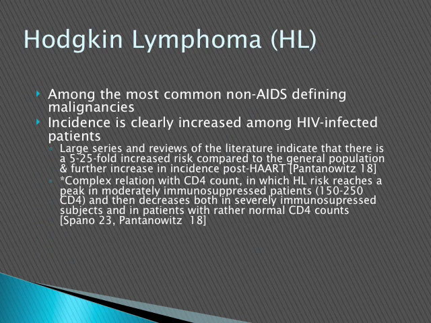Multiple large series and reviews actually found a 5 to 25-fold increased risk compared to the general population. Also, two papers that I read documented a complex relation between CD4 and Hodgkin's, where Hodgkin's lymphoma incidence peaks in those with a CD4 count of 150 to 250, but then this incidence lowers when the CD4 count goes higher or lower than that.